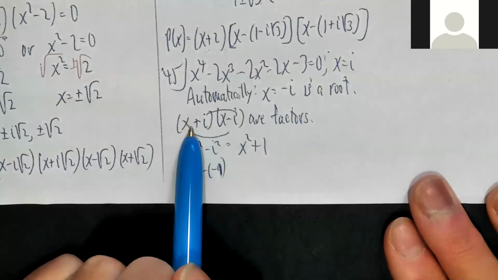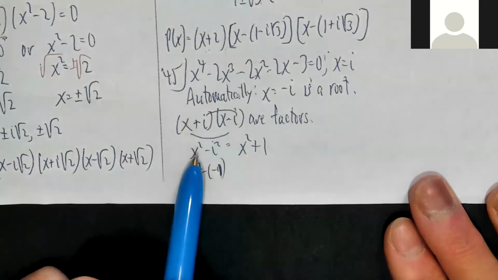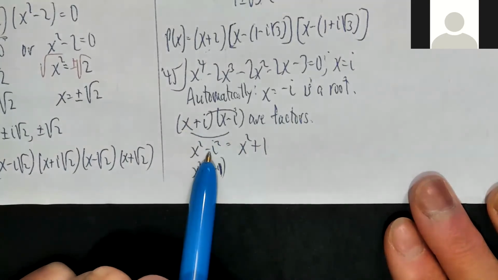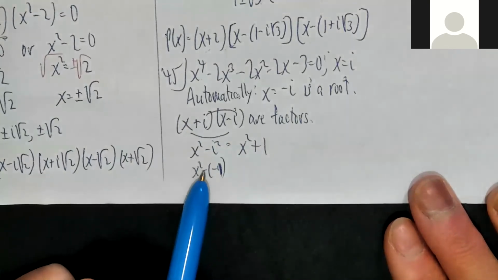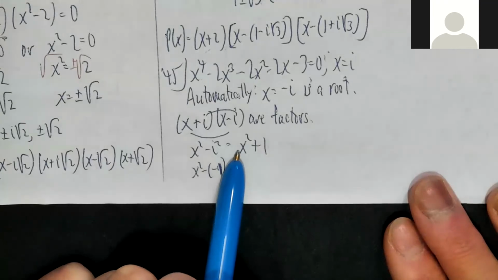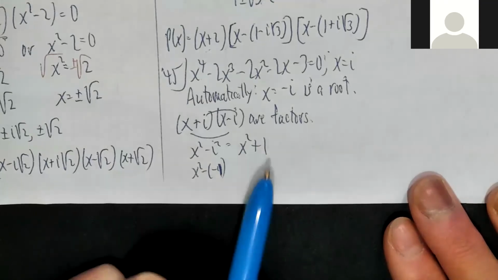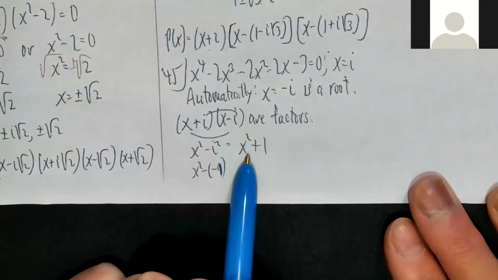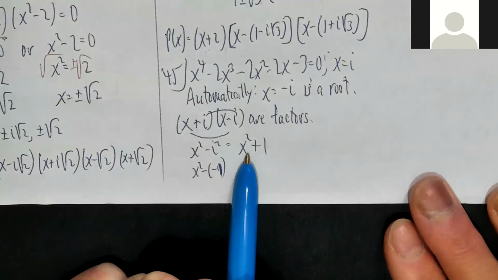Let me just multiply this out. What's x plus i times x minus i? x squared minus i squared. That's x squared minus a minus 1, or x squared plus 1. Now, I cannot do synthetic division on this because it's second degree. Synthetic division only works on first degree, but I'll do the long division, which hopefully is not that bad.